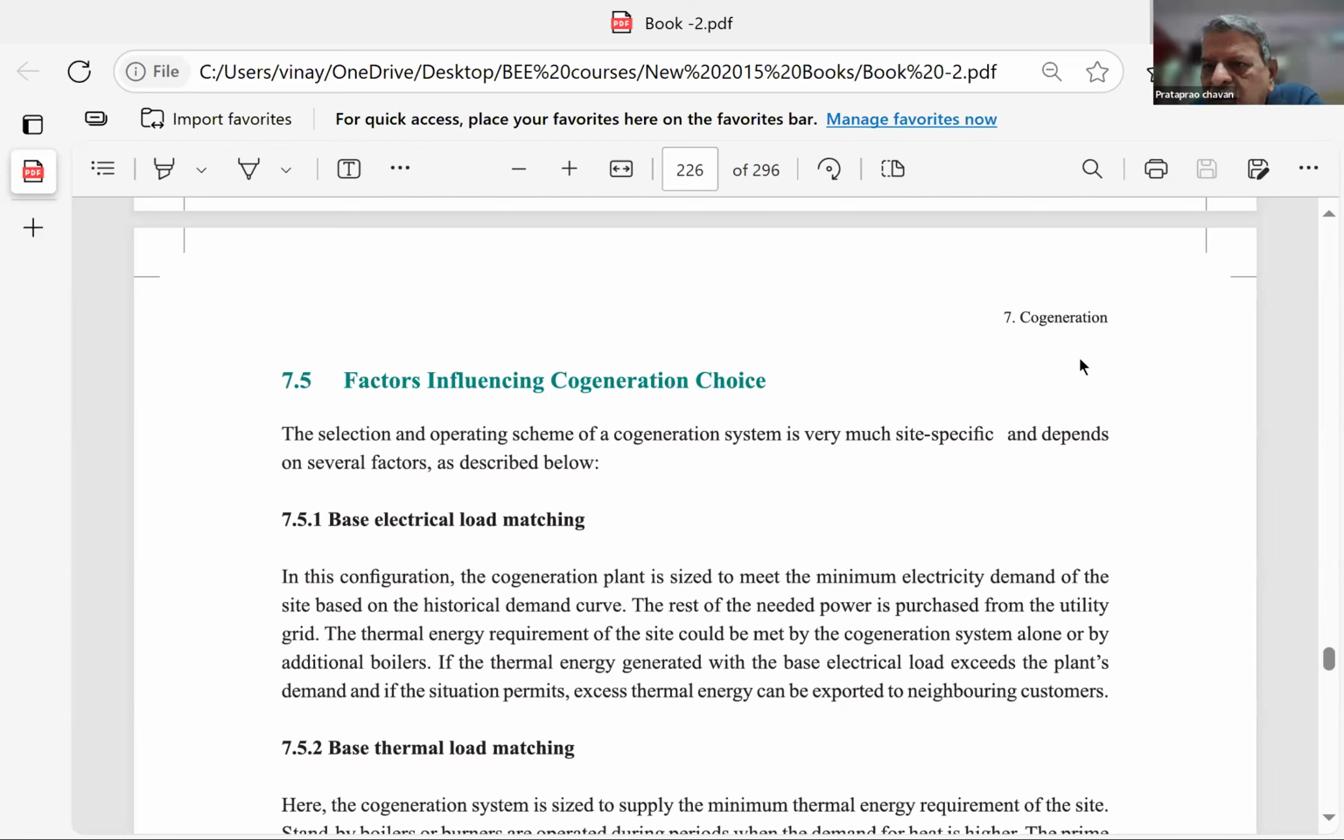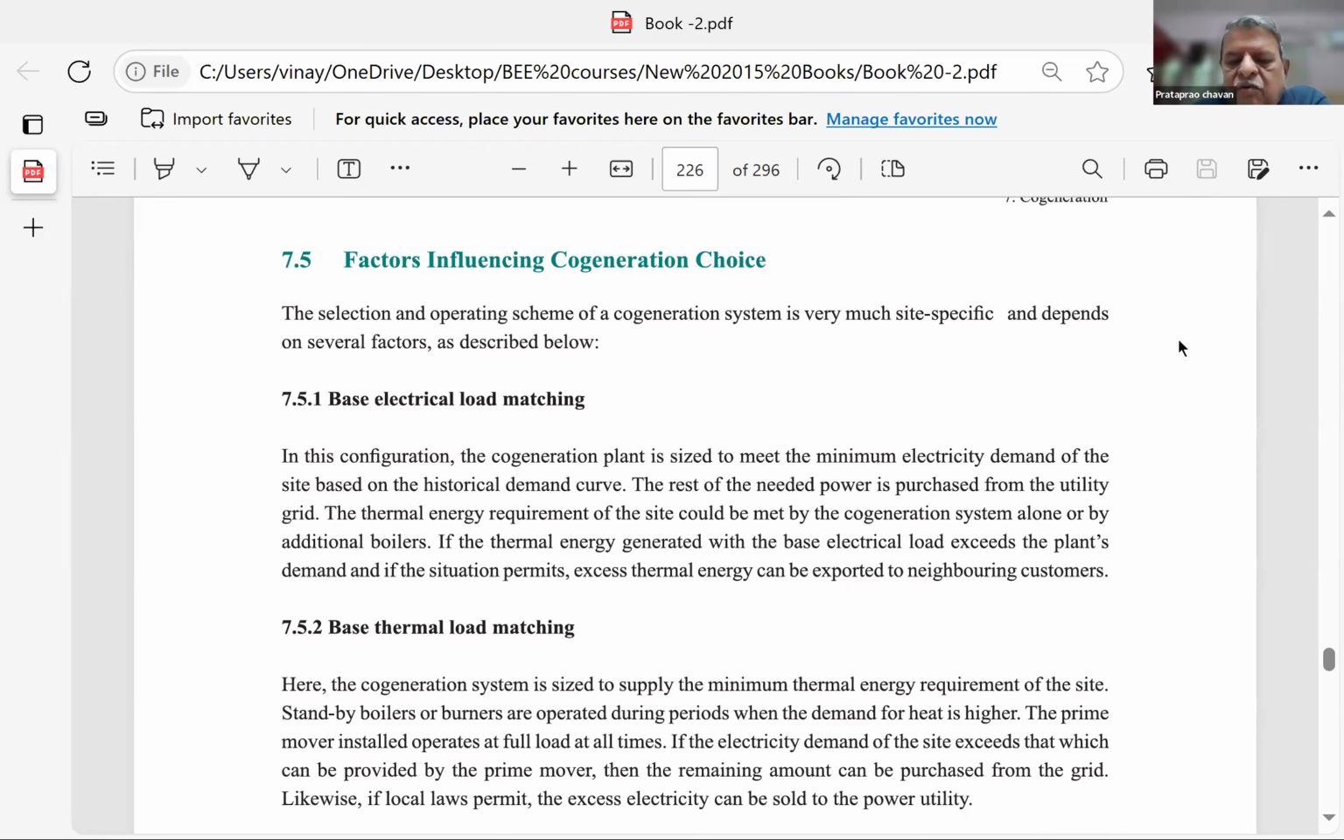Now I want to minimize this. So, the factors influencing the choice of what type of cogeneration you want to choose, that is what an energy auditor has to decide. The selection and operating scheme of a cogeneration system is very much site specific and depends on several factors as described below. That means there is no universal law.